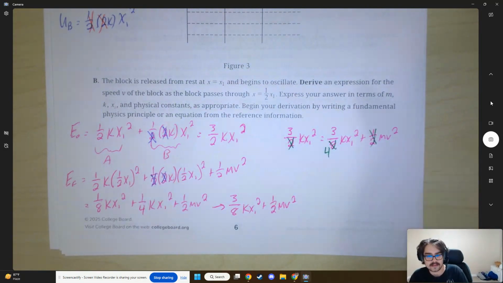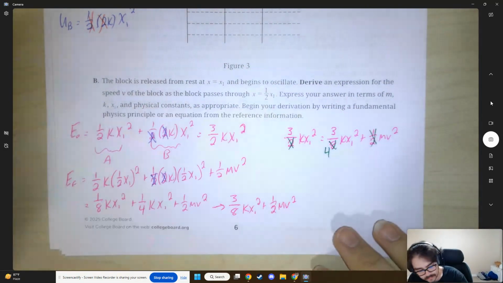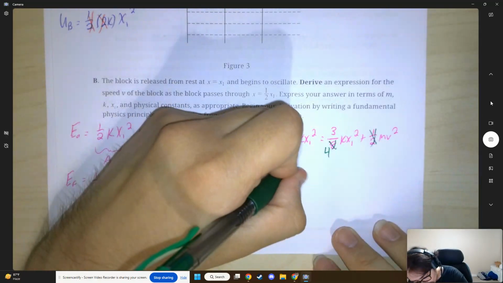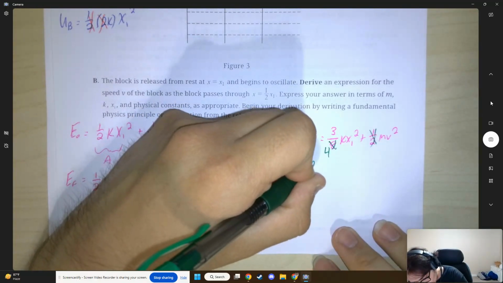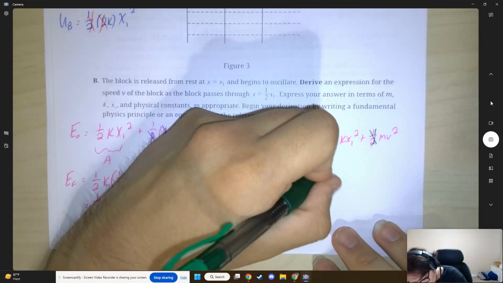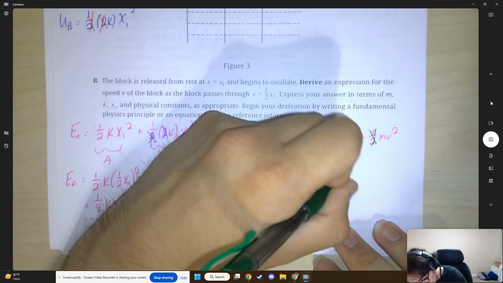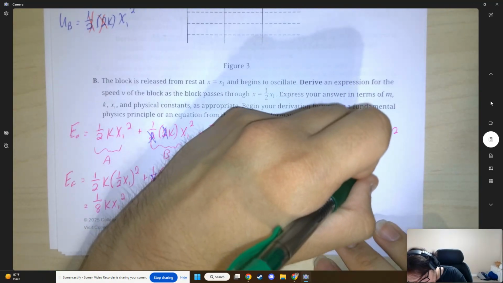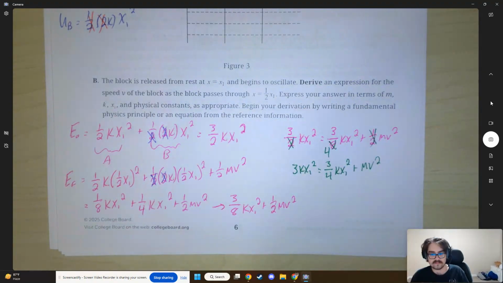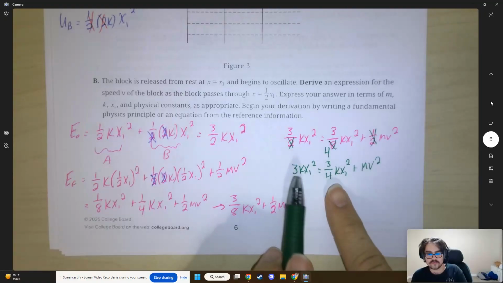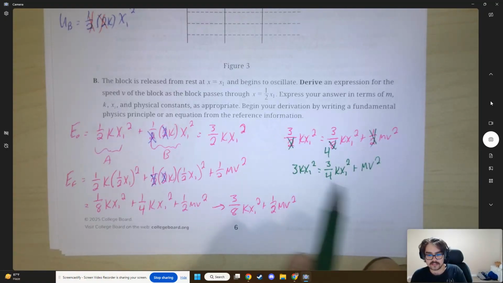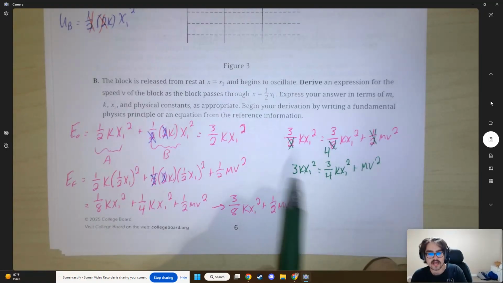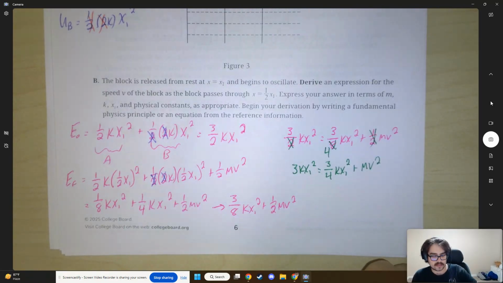Okay, and I can actually do that, right? So this is going to now become 3kx sub 1 squared equals 3/4 k times x sub 1 squared plus mv squared. Oh, wait a minute. Now this is really easy to take care of, because if I subtract this 3/4 kx squared on both sides, I can really easily subtract that from 3kx sub 1 squared.